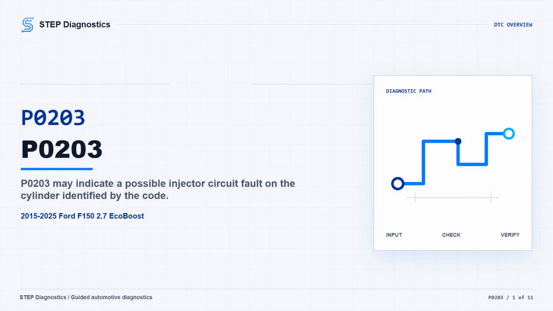On this F150 2.7 EcoBoost, P0203 may point to a possible injector circuit problem on the cylinder identified by the code. The driver may notice a rough idle, a misfire type feel, lack of power, or a warning light, and the condition can be intermittent.